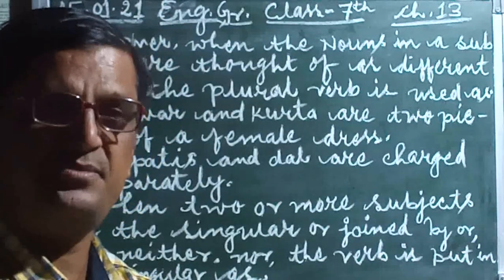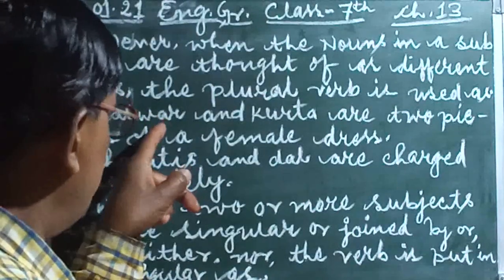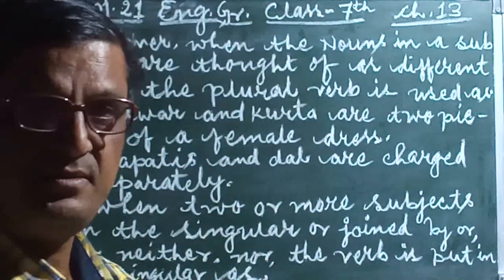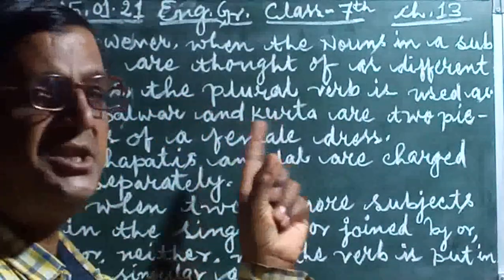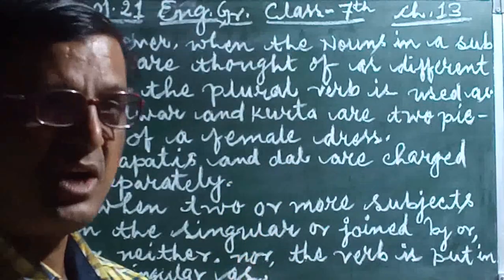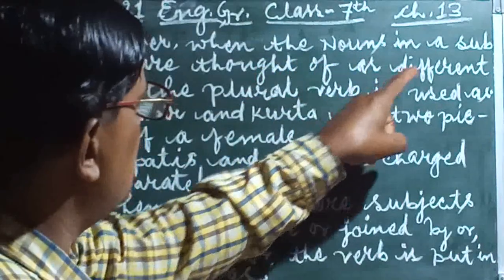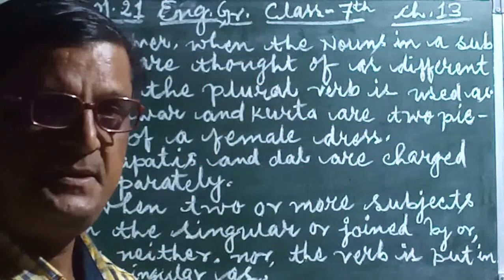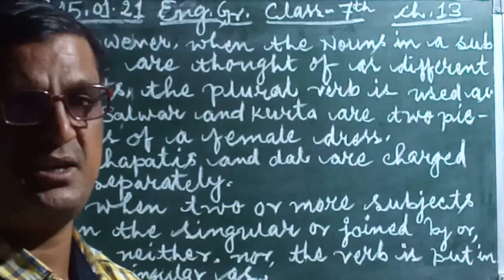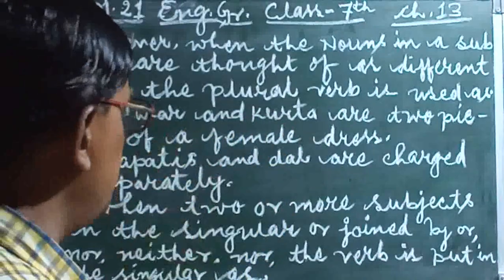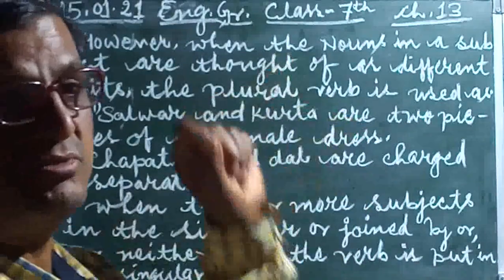In some rules we have already studied, here also we have to see this is the subject verb agreement matter, and in the place of the subject, if nouns are thought of as different units, different things, not the same thing, in such a case we use the plural verb, not a singular verb.